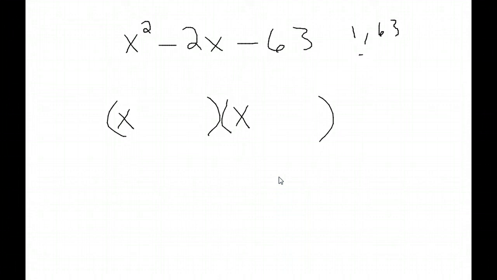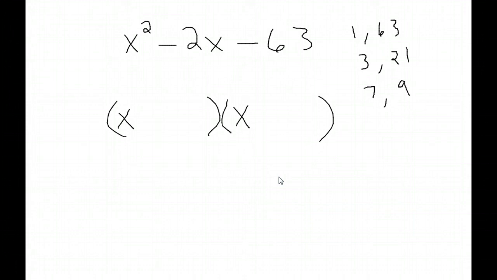I could have 3 and 21. Looks like I could have 7 times 9. And now, along with considering those combinations, I also need to consider that one of them has to be negative. So it's a trial and error. I start putting them in.